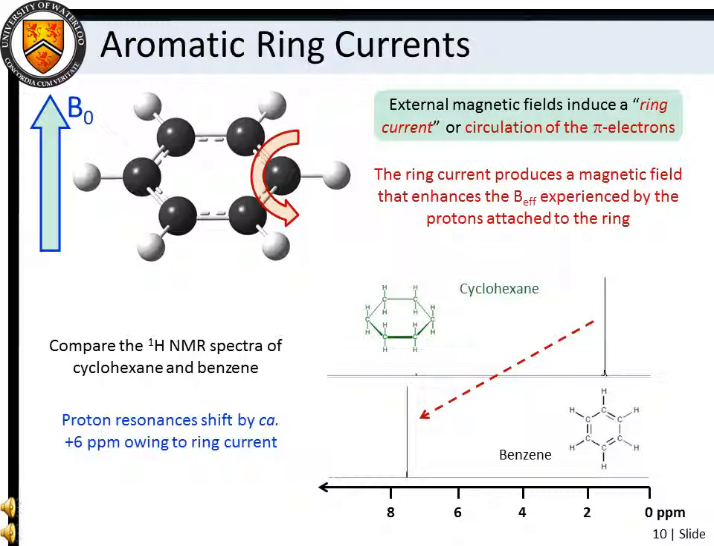Owing to their conjugated pi systems, aromatic compounds generate cycling ring currents when subjected to external magnetic fields. This ring current produces a magnetic field that increases the effective magnetic field experienced by protons attached to the ring. The effect of the ring current is apparent when we compare the proton NMR spectra of cyclohexane and benzene. The 6-carbon ring of cyclohexane does not produce a ring current when exposed to a magnetic field, and the attached protons resonate at approximately 1.5 ppm. Benzene, on the other hand, does generate a ring current, and its proton resonances are shifted downfield to 7.5 ppm.